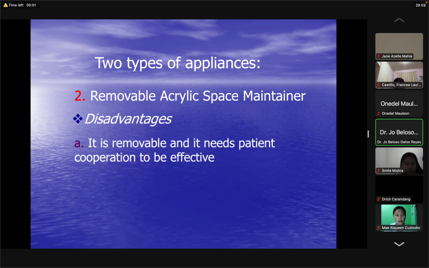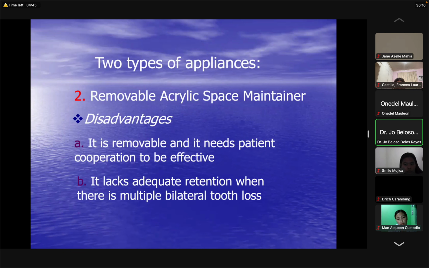Disadvantage, it is removable and it needs patient cooperation to be effective kasi tinatanggal ng bata yung, dahil alam niyong natatanggal, na tinatanggal, pinaglalaruan hanggang sa mawala na. It lacks adequate retention when there is multiple bilateral tooth loss.